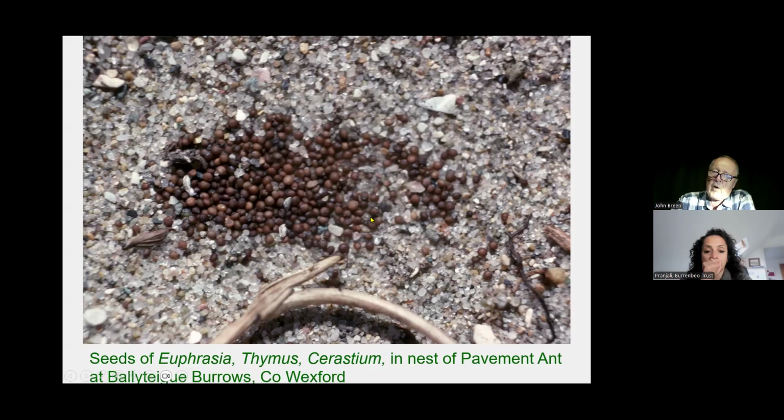In dry areas, that provides them with both lipid food, fatty food, and it also provides them with water, etc. So it's a desert or a dry habitat condition. We don't have many of those types of habitat in Ireland. And this is probably the best example showing myrmecochory.